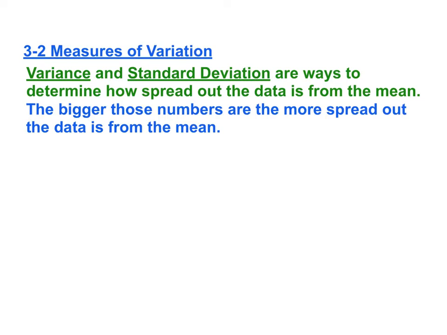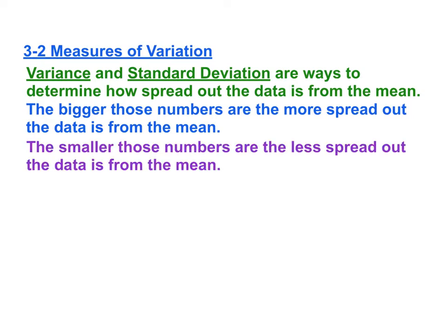So you should be able to figure out what the line after this is going to be. What do you think the next line is going to say? Correct. The smaller those numbers are, the less spread out, or the closer the data is to the mean. Okay, same idea.